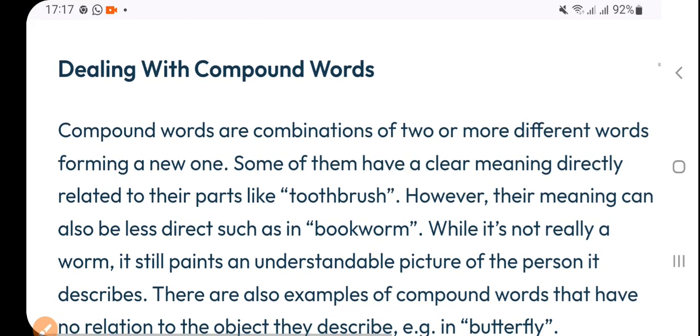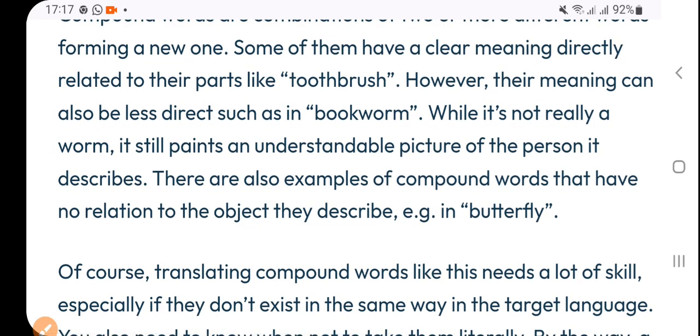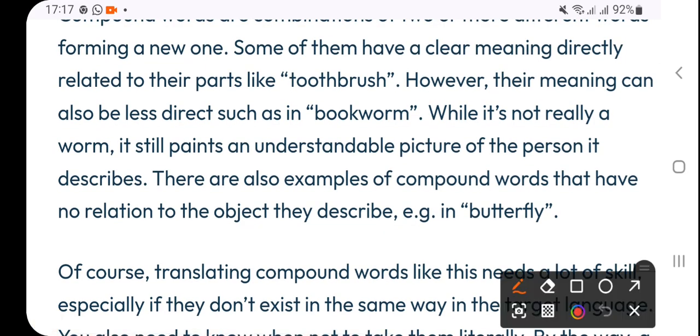Then, dealing with compound words. Compound words are combinations of two or more different words, forming a new one. Some of them have a clear meaning directly related to their parts, like toothbrush. So that is a clear, direct meaning: a toothbrush is exclusively used for cleaning the tooth.